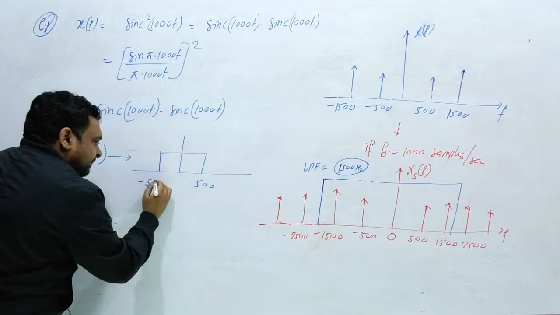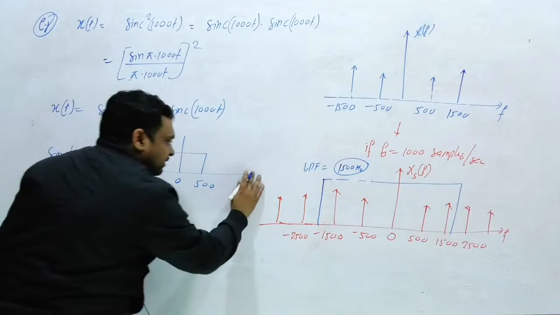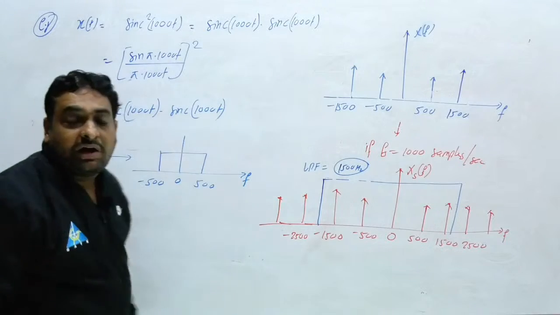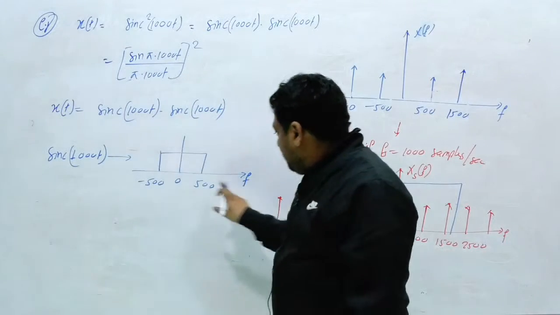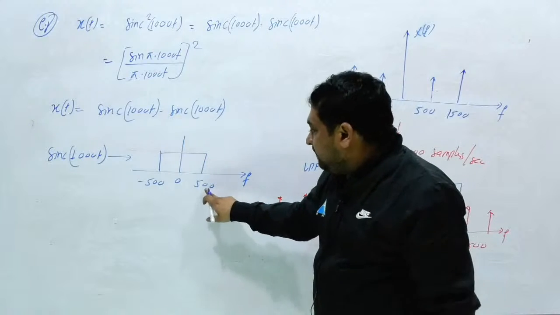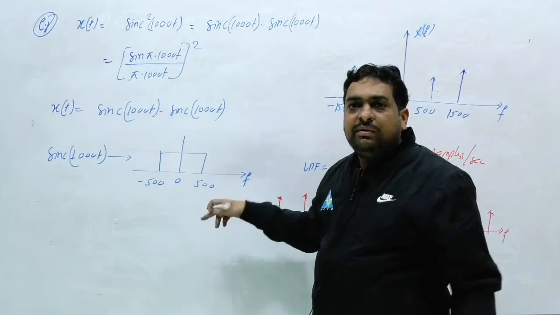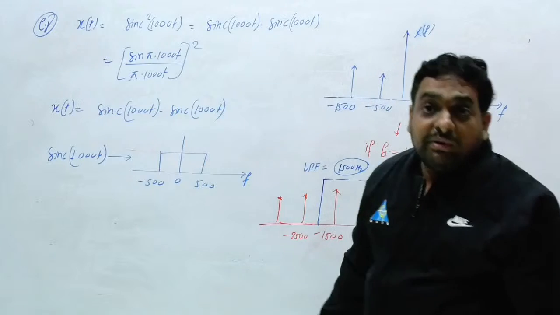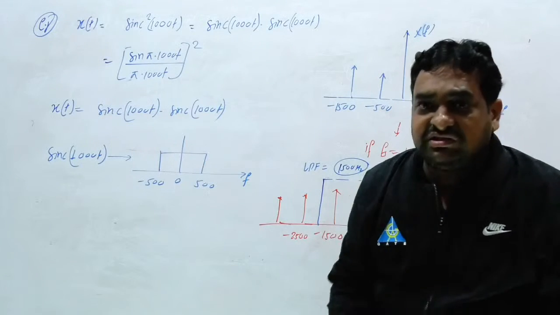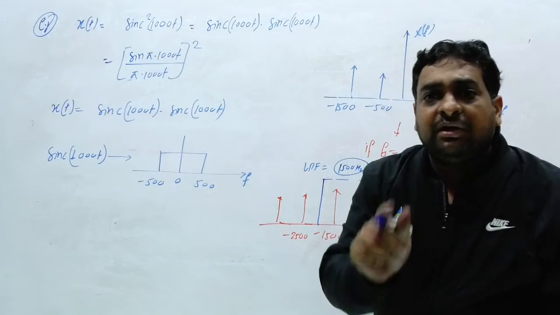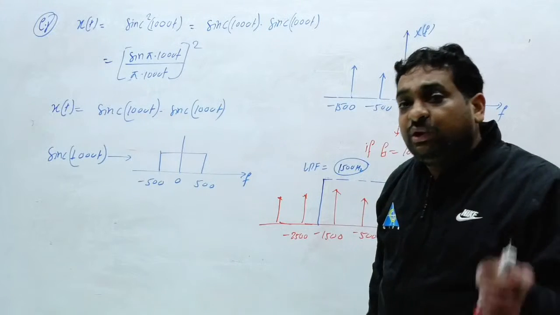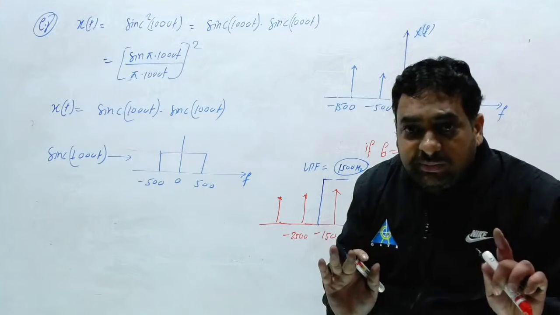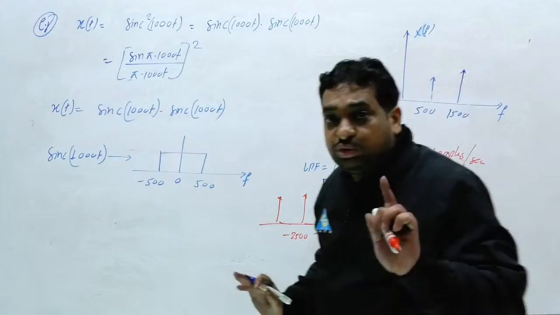This will be minus 500, this will be 500, this will be 0, and this axis is the frequency f. Now you have to concentrate. If you write this in terms of omega, and you write 500 here, everything will be wrong. That's why I always suggest you process with f, not with omega. If you are processing with omega, you should be an expert in that part.